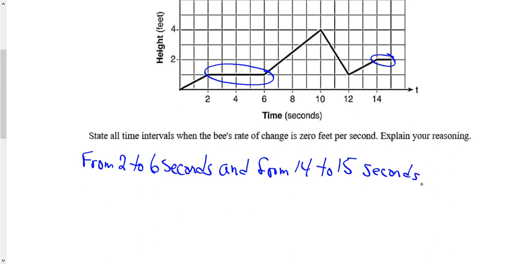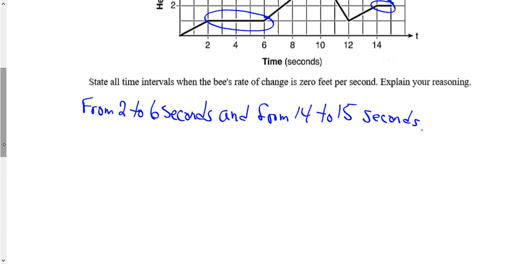Explain your reasoning. Why? How do you know? Because he's not going up or down. How do you know from the graph, though, that that's the case? The horizontal line. Right, because the graph is horizontal on these intervals. So I would say the graph is horizontal on these intervals.